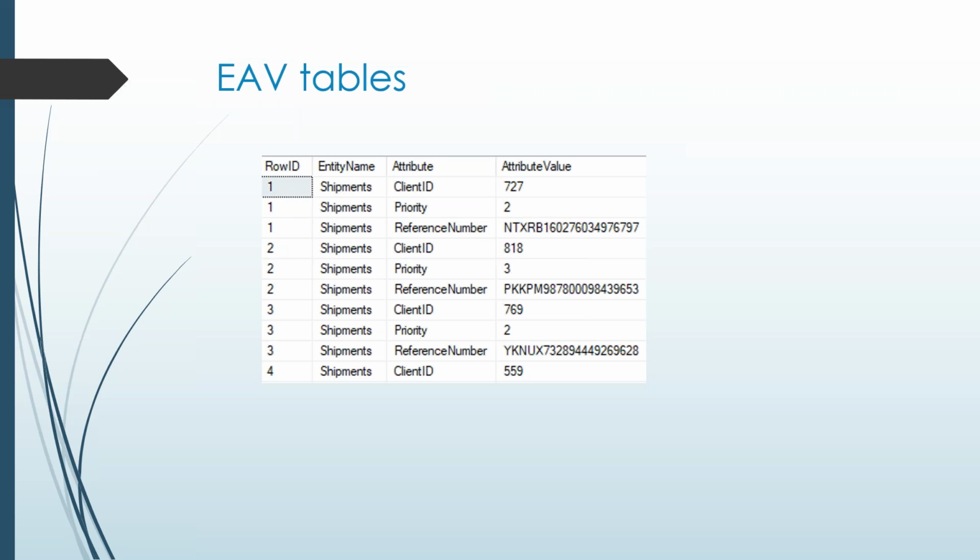If I want the same query with this table, instead I need to select from this table 3 times, filtering first for client ID on an attribute. Join that on the row number to the rows where priority is the attribute. Join it on the row ID to the reference number, and then do my filter on the client ID. I've had to do 3 table accesses to get a single row, and it only gets worse from there.